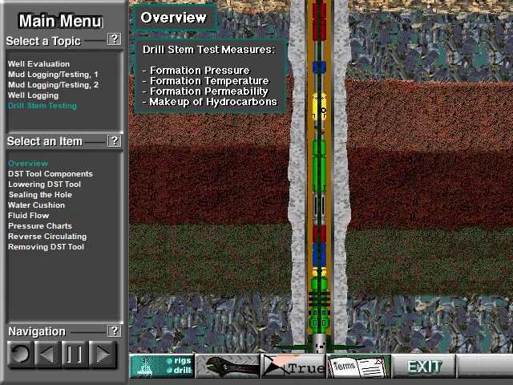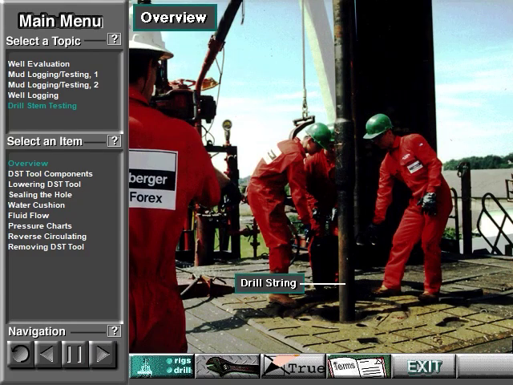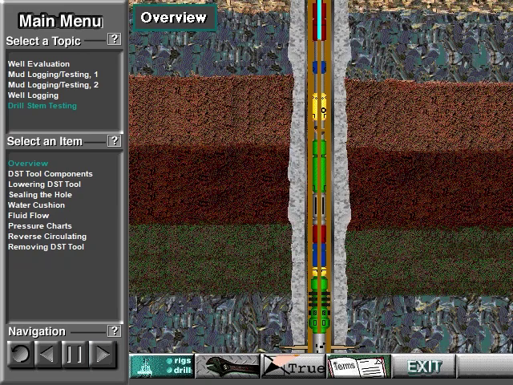To determine formation permeability and the makeup of hydrocarbons, the well owner may run a drill stem test, DST tool. The crew runs this assembly on the drill string, or the drill stem as it's sometimes called. The test evaluates a selected test zone. Like well logging, DSTs help well owners decide whether to run casing and complete a well.